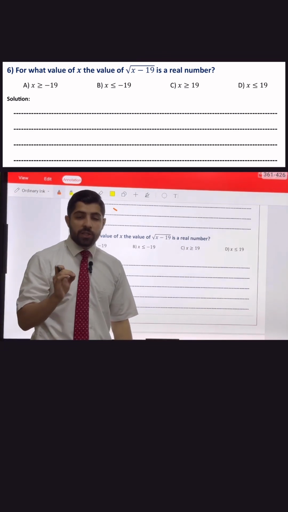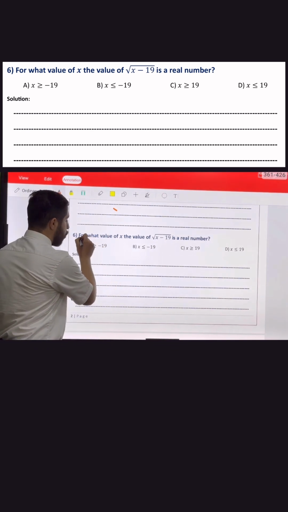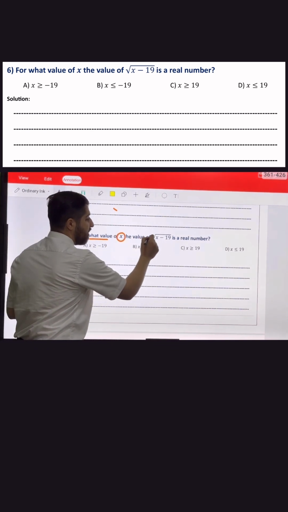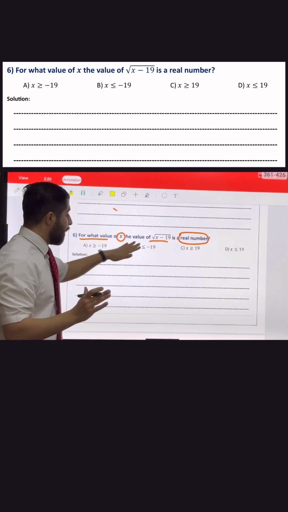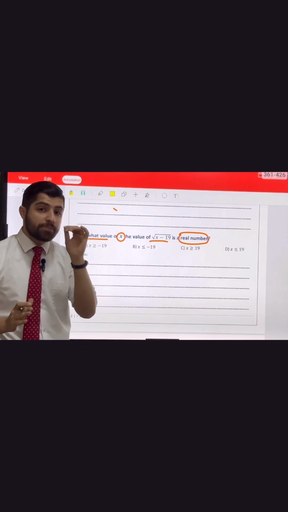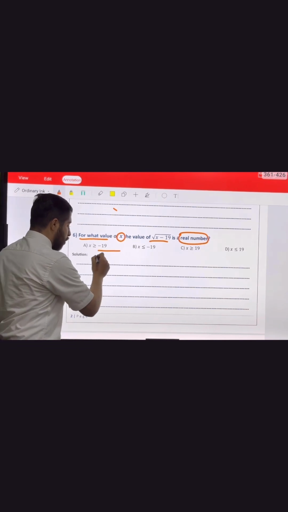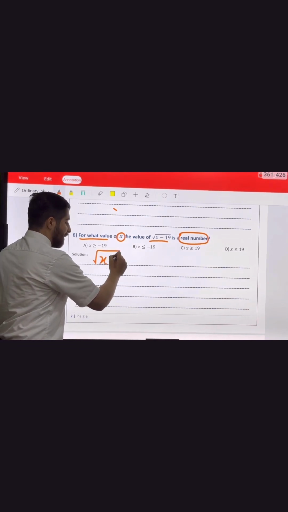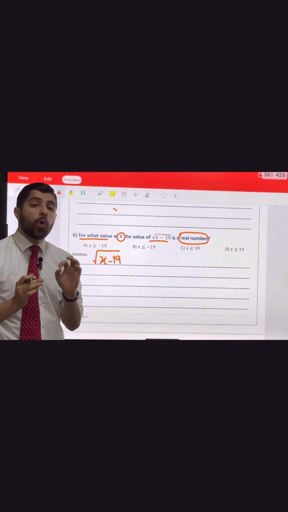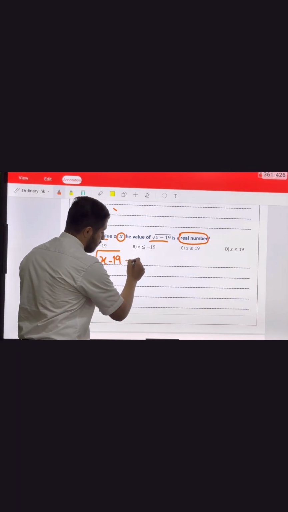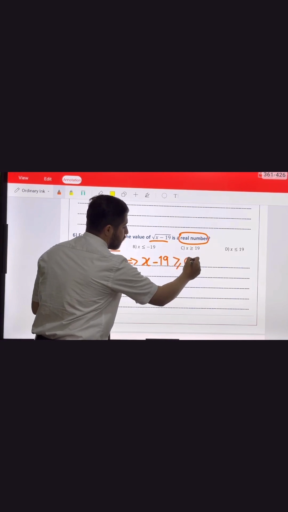Question 6 is one of the questions in the book asking you for finding out, first thing, for what value of x the value of that is a real number, okay? I don't care about the options. What I care about, my focus, is this. So what do you do? You write the square root of x minus 19. Now, always the inside of the square root is bigger than or equal to 0. So I'm going to write x minus 19 greater than or equal to 0.